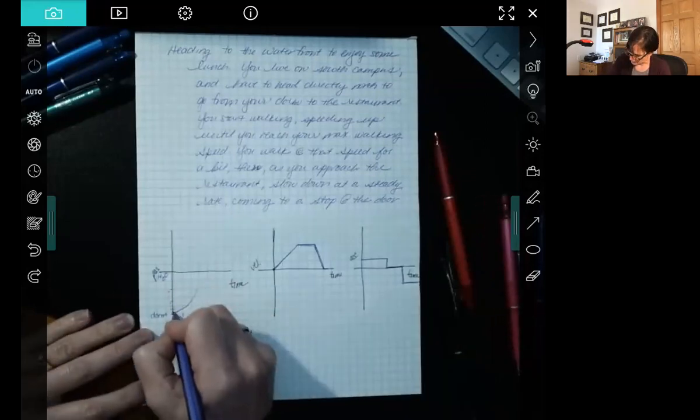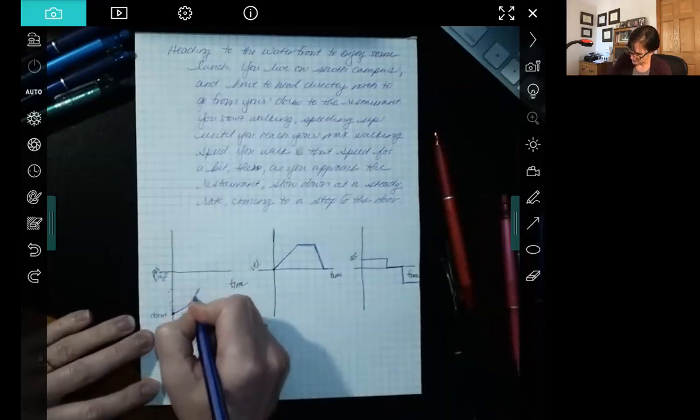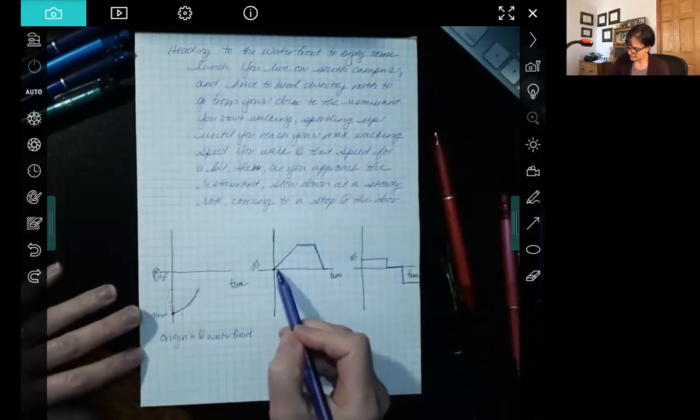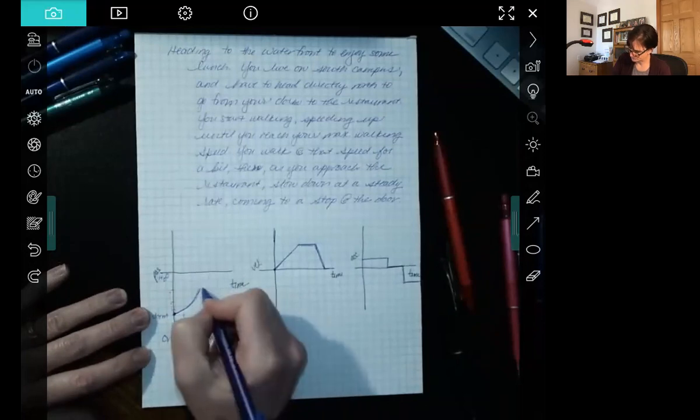And we see this sort of curvilinear shape on the position versus time graph. Then I head at a constant velocity.